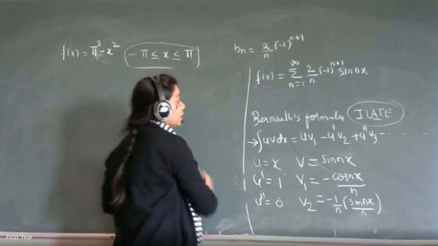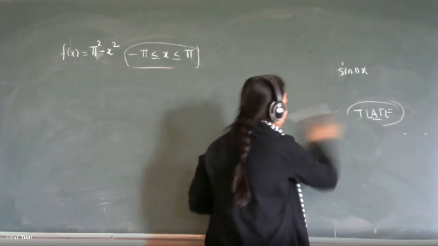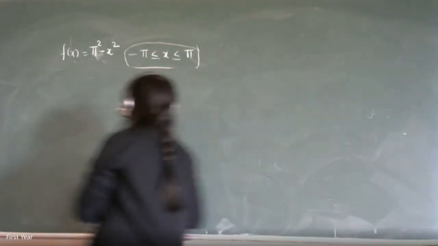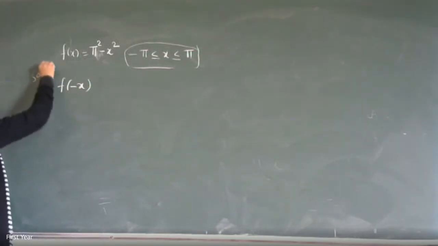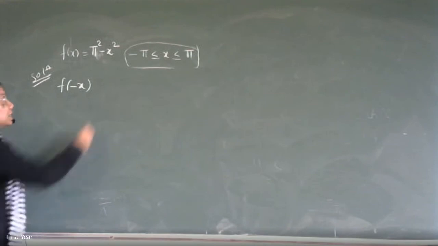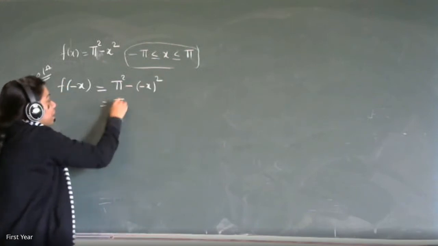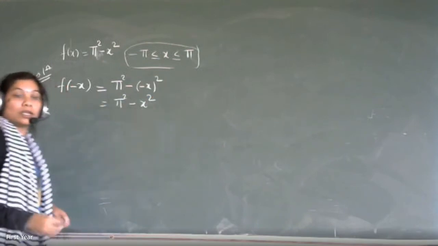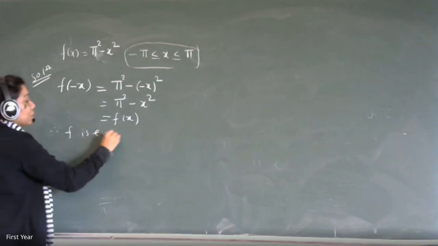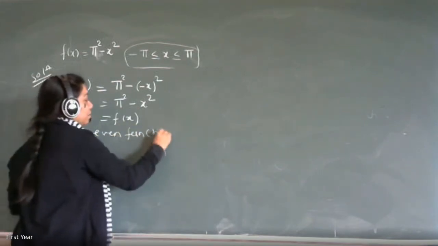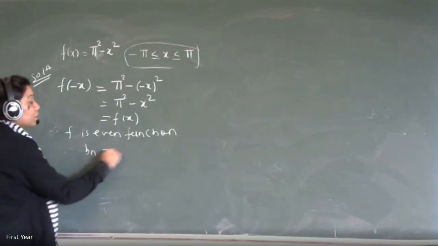So you identify whether it is even or odd function first, and then go for finding the values of a naught, an and bn. So f of x is this. How do we find whether it is even or not? You have to find the value of f of minus x. So put in place of x, minus x, the whole square. So that will become again x square. So this is f of x, and therefore f is an even function, which is symmetric about the y-axis, and therefore Bn will be 0.